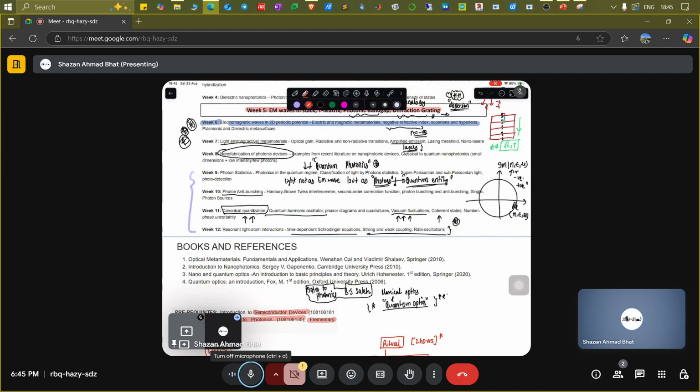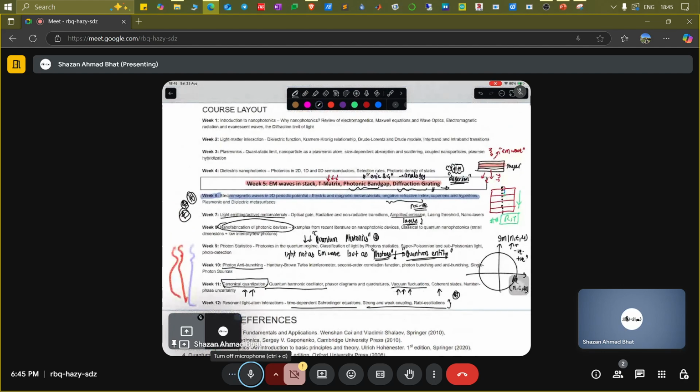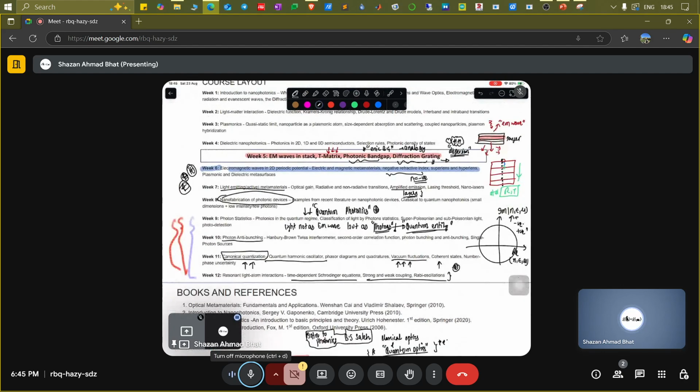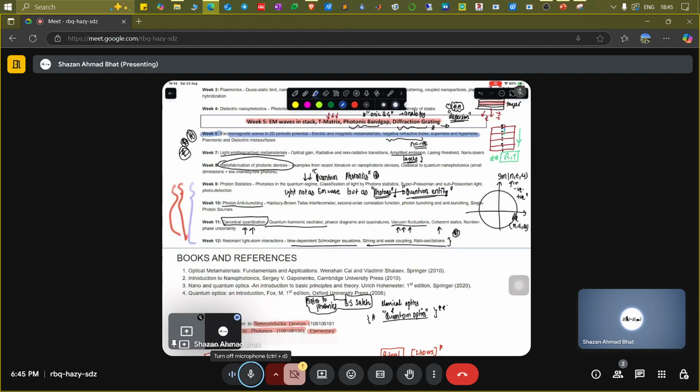For me as well, because I like this part very much compared to the classical part. Obviously, but one has to know the classical in order to jump into the quantum mechanical. You cannot go into quantum mechanics without knowing the classical.